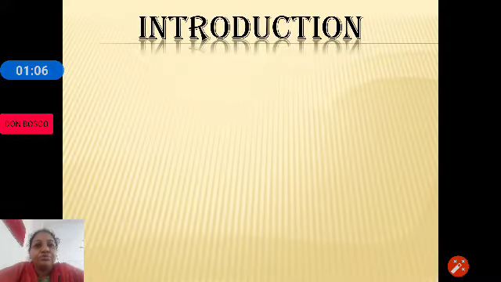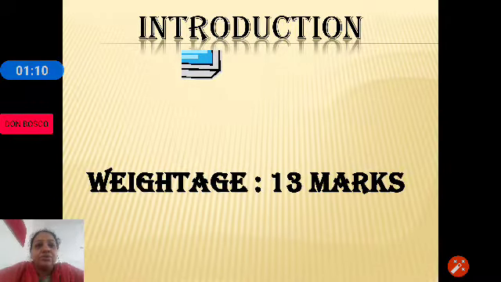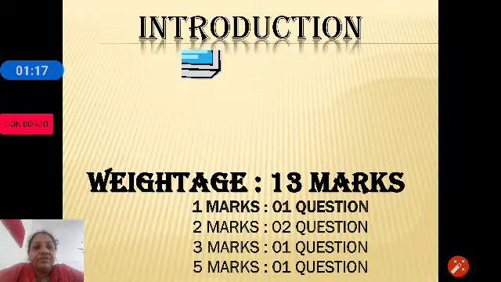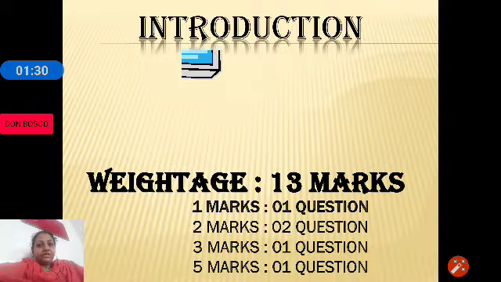So, previous class, as you all know, we were discussing what are Boolean theorems. Before explaining, just have a recap of the weightage. The weightage of this chapter is 13 marks, and you will be getting 1 1-mark question, 2 2-mark questions, 1 3-mark question and 1 5-mark question. So, in total you will be getting 13 marks from this chapter.